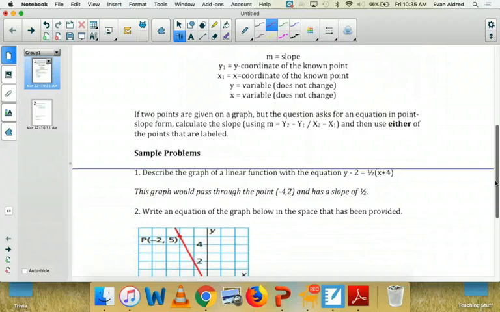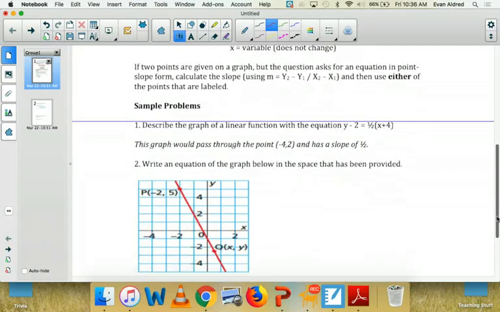If 2 points are given on a graph, but the question asks for the equation in point-slope form, we will calculate the slope, same way we always have. And then you can use any points from the line, and that's important. What that means is you may choose a point, I may choose a different point, someone else may choose a third point that's known from the line. We may plug those into the equation, and we all could have the same equation, even though our numbers will be different. It would mean we just all chose different points. Again, we'll look at that in a second. So let's look at some practice problems.